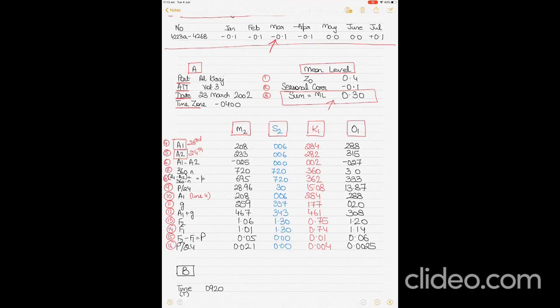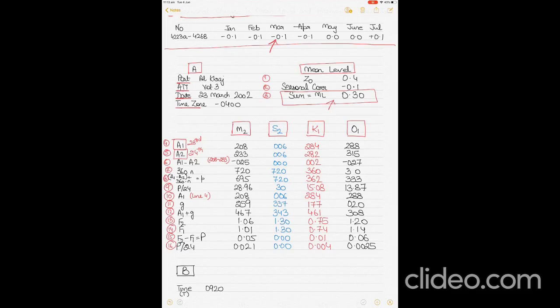Then line 6 requires you to subtract A2 from A1. So A1 minus A2 will give you line 6. In the first case, as an example, 208 minus 233. So it will always be A1 minus A2. In case A1 is a smaller number, there will be a negative sign. So in each of the cases, subtract A2 from A1 and write down line 6.